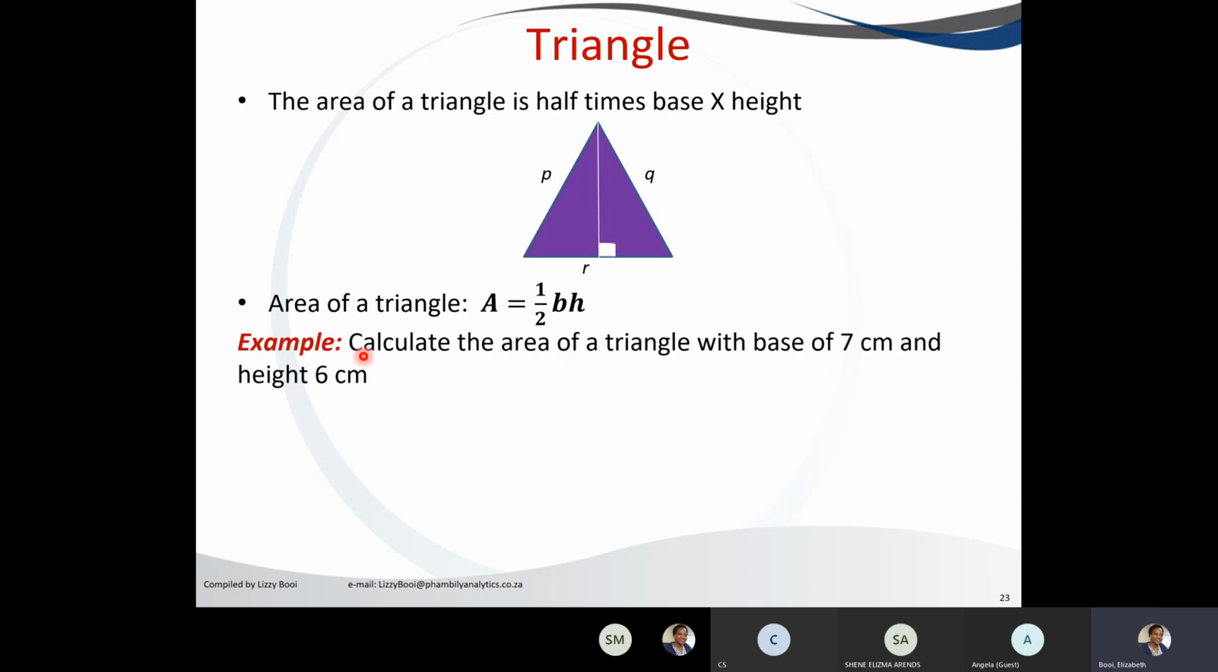To calculate the area of a triangle with a base of 7 and a height of 6, we just substitute into the formula. A equals half base times height, where our base is 7 centimeters and our height is 6 centimeters. We substitute into the formula and we get the area of this triangle as 21 centimeters squared. We just use the formulas.